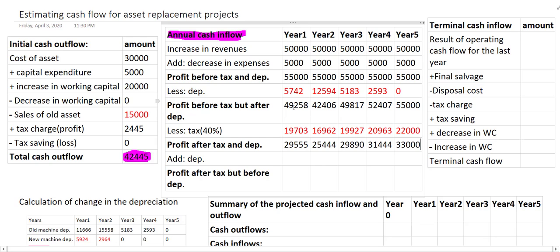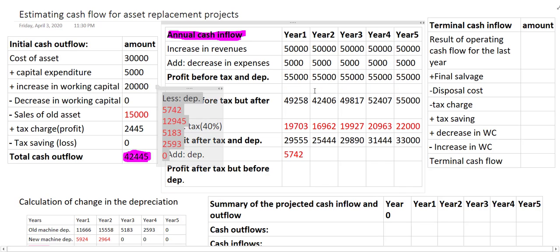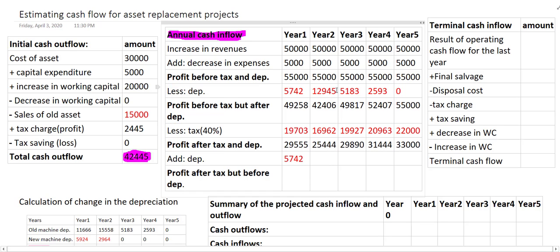Now let us add back the depreciation once again. How much was the depreciation? So this was the depreciation we have to calculate. So add this depreciation here. Add the next depreciation as well. So add this one here. Depreciation, add the depreciation mechanism, right?